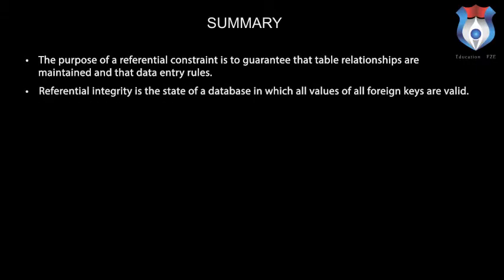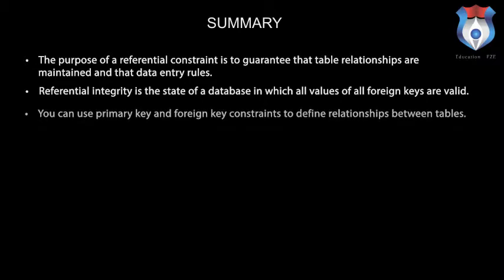Summary. Now in the end, let us summarize what we have learnt in this lecture. The purpose of a referential constraint is to guarantee that table relationships are maintained and that data entry rules are followed. Referential integrity is the state of a database in which all values of all foreign keys are valid. You can use primary key and foreign key constraints to define relationships between tables.